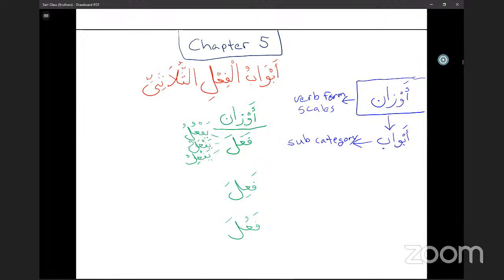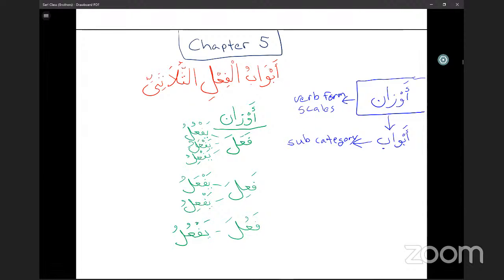The fa'ila breaks down into two: yaf'alu or yaf'ilu. And just as a reminder, what we mean by this is any verb that comes on the fa'ila form, its mudari' is going to be one of these two, yaf'alu or yaf'ilu. Any verb that comes in the fa'ala form, its mudari' will be one of these three. And any verb that comes in the fa'ula form will only have one mudari' possible, which is yaf'ulu.